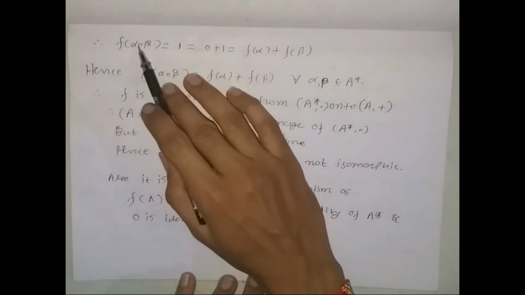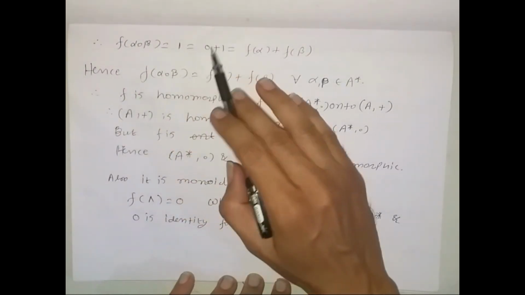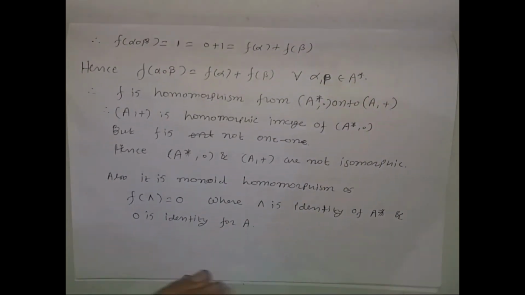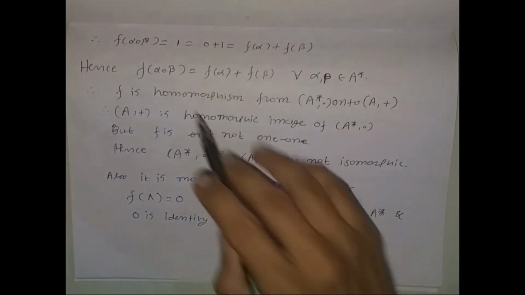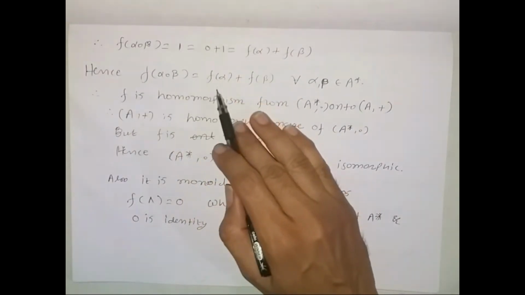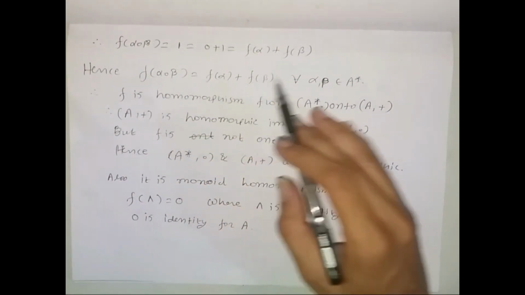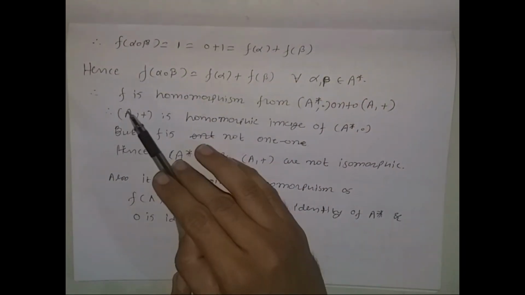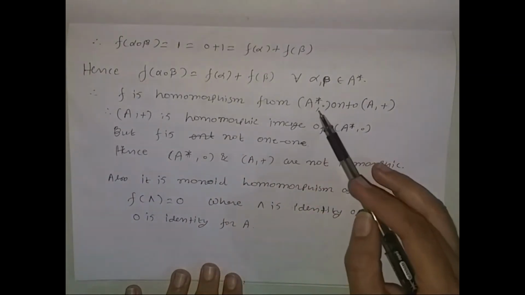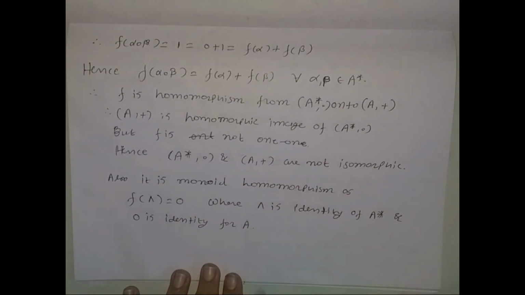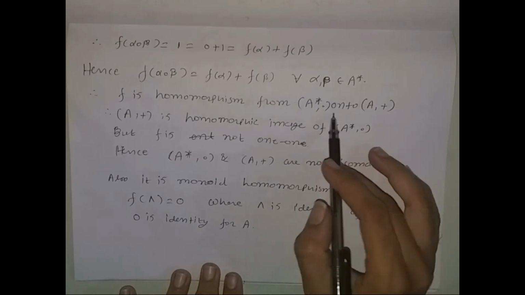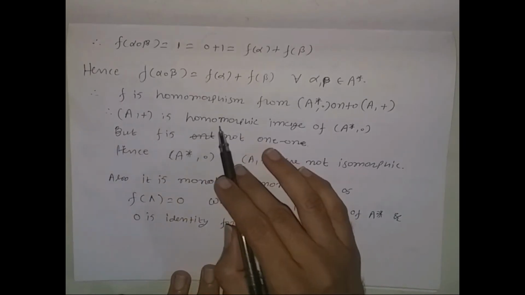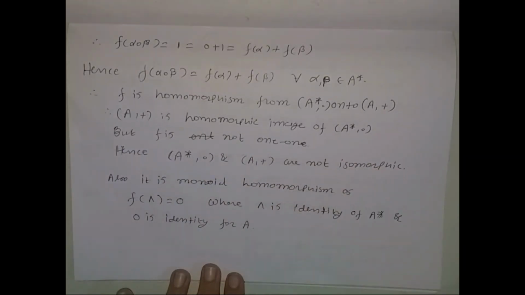So f of alpha catenation beta is equal to 1, which is equal to 0 plus 1, which is equal to f of alpha plus f of beta. In all the 4 cases we get f of alpha catenation beta is equal to f of alpha plus f of beta, also for all alpha, beta belonging to A star. So f is a homomorphism from A star onto A. We get an onto homomorphism from A star to A, so A is a homomorphic image of A star.